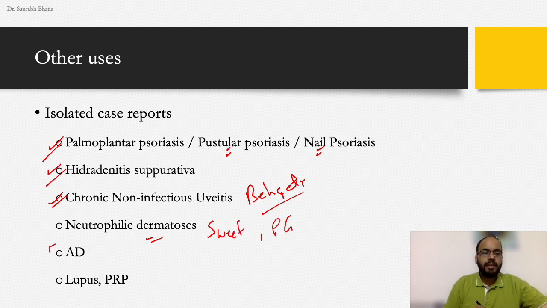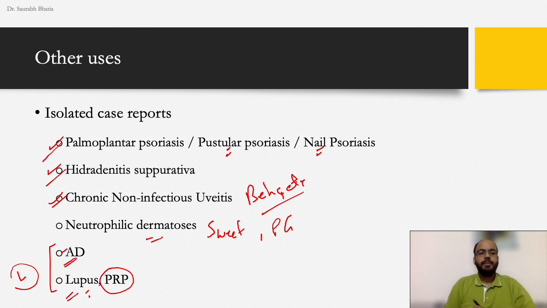Other lymphocytic based inflammatory disorders like atopic dermatitis, lupus, pityriasis rubra pilaris also. PRP is not lymphocytic based. So for atopic dermatitis and lupus, isolated case reports do exist where use of Secukinumab has led to significant clinical improvement.